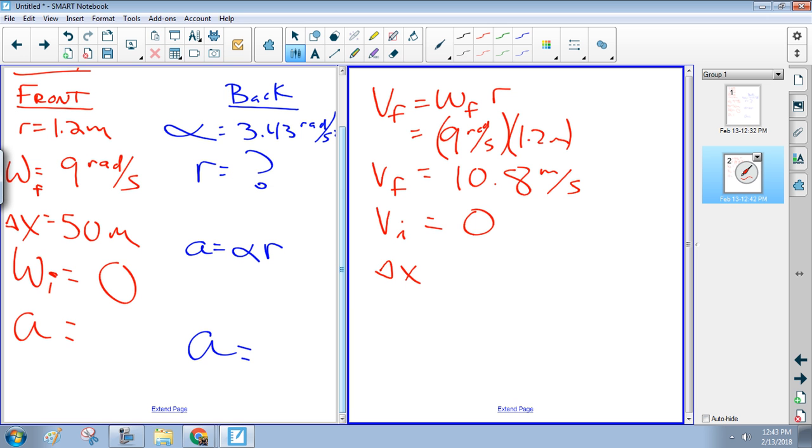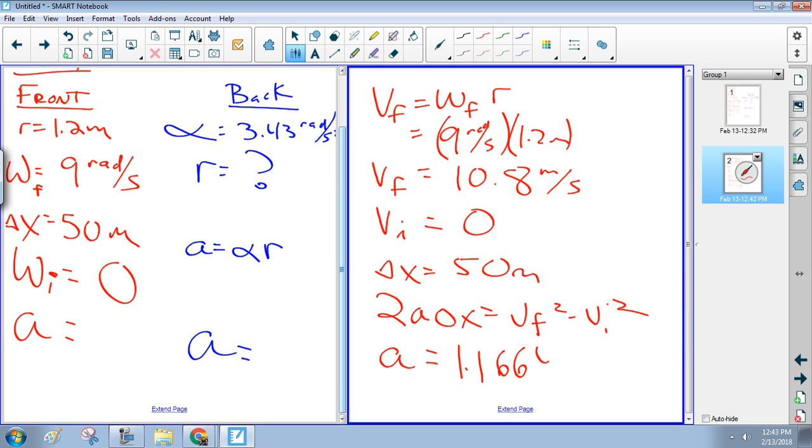And I know my displacement is 50 meters. So we can use 2aΔx equals V_f squared minus V_i squared and solve for a, which I will do now using this calculator. Clear. 10.8 squared divided by 2 divided by 50 gives you 1.1664 meters per second squared. Follow? Any questions? All right, so that's the linear acceleration of the front tire.